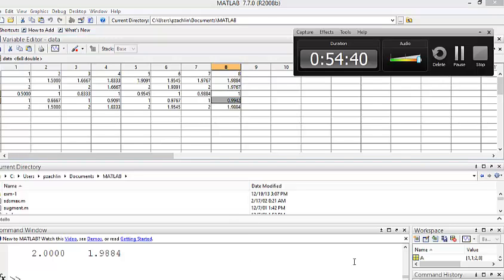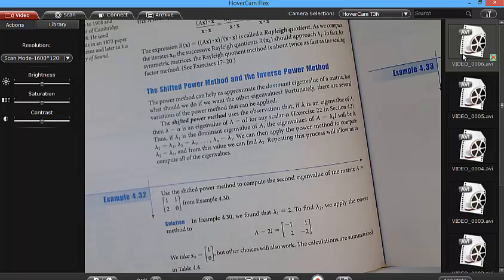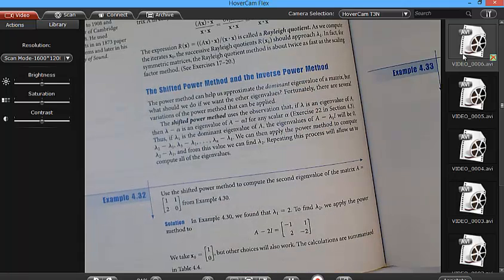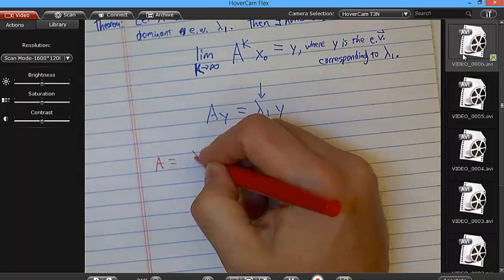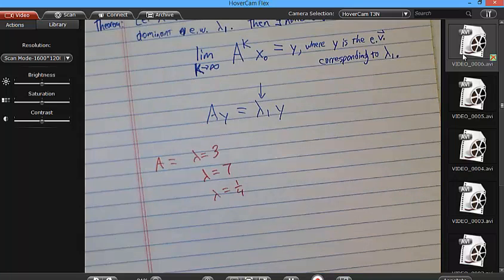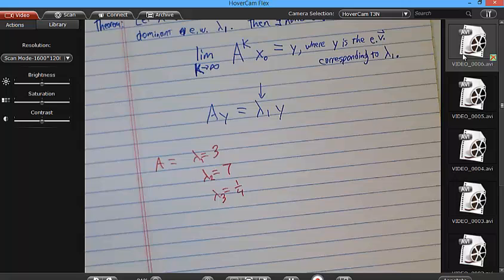All right. So that's the power method. So just like the power method helps you find the dominant eigenvalue, the inverse power method could help you find the least dominant eigenvalue. Now, why is that? Well, suppose I have a matrix A, and I know that its eigenvalues are lambda equals 3, lambda equals 7, and lambda equals 1/4. What's the dominant eigenvalue of A? Lambda 1, lambda 2, or lambda 3? Lambda 2, right? So the power method could help me find that, 7.